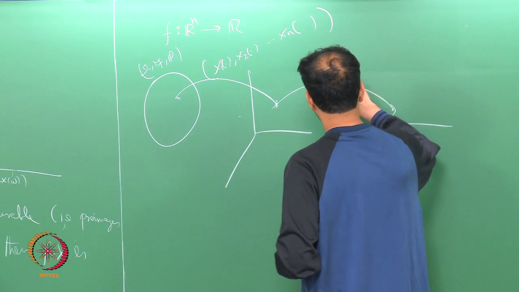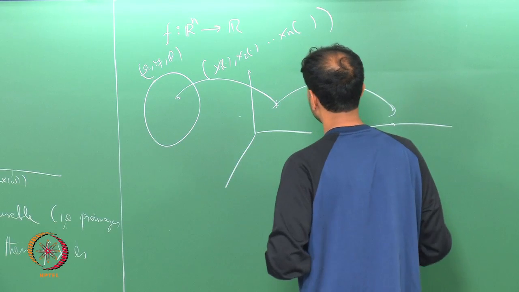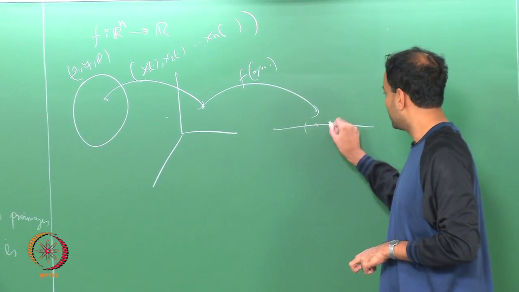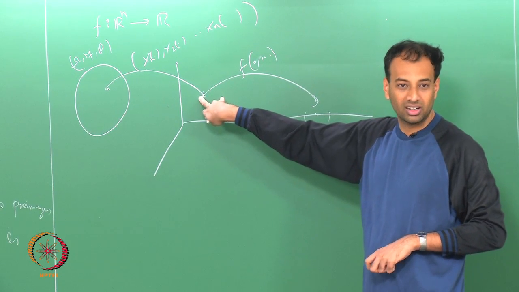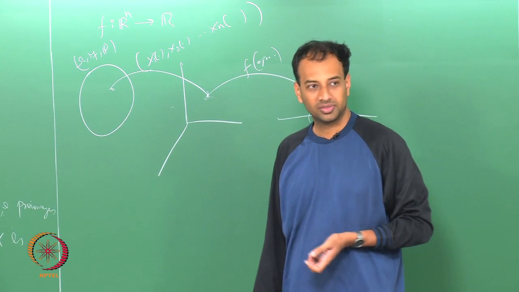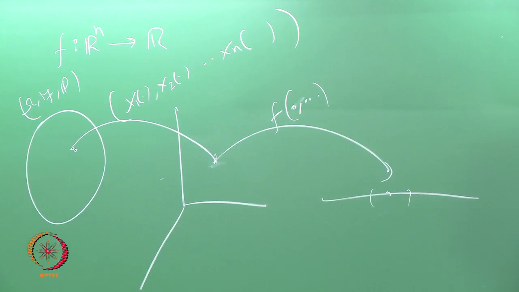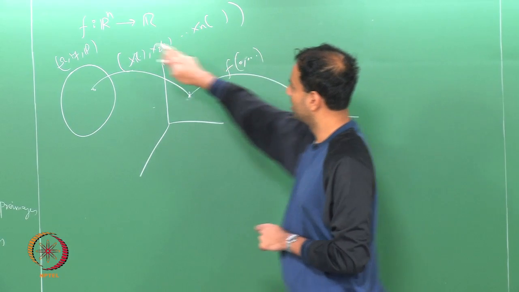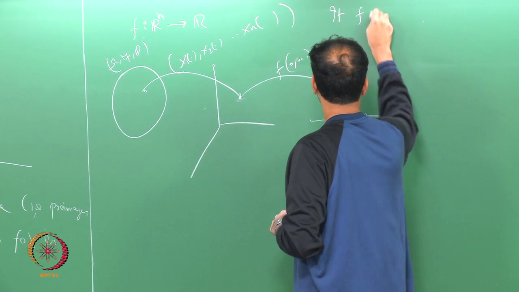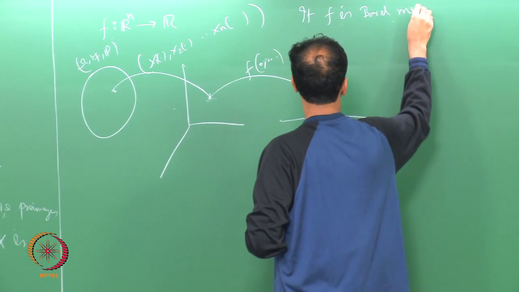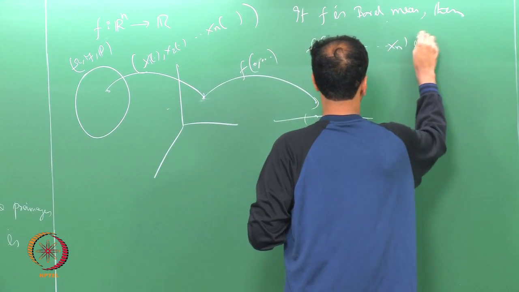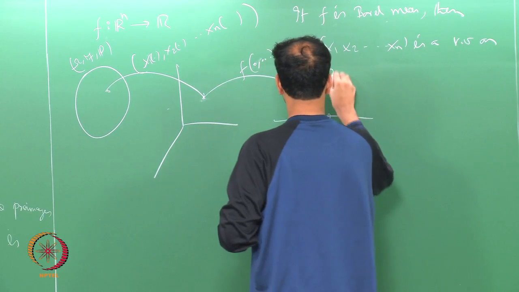So this will be f of X1, X2, ..., Xn of omega. Here too, if you take any Borel set, its pre-image must be a Borel set in Rn, and of course every Borel set in Rn's pre-image is an event. So here too the same thing holds. If f is Borel measurable, then f of X1, X2, ..., Xn is a random variable on (Ω, F, P).